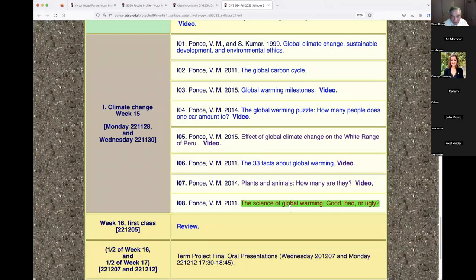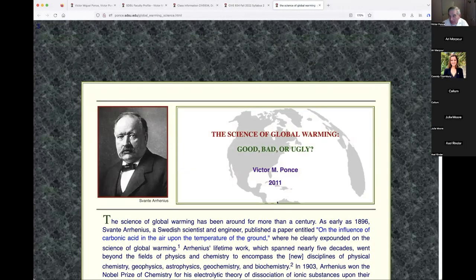Okay, so we got a few minutes and let me just introduce the subject and then I'm gonna quit. The science of global warming, good, bad, or ugly. I'm just going to look at the pictures here. That's our man, Svante Arrhenius, Swedish professor, scientist, 1896. He wrote the first comprehensive article on global warming, the science of global warming, good, bad, or ugly. Why did I title it that way?